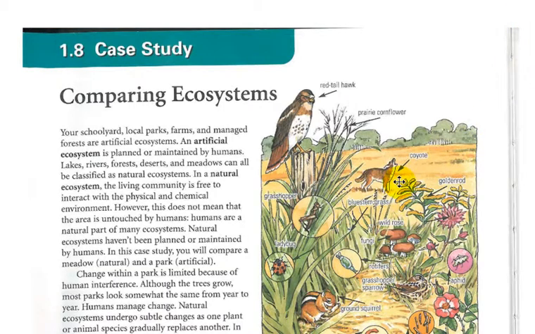Looking back, Science 10, this is the 1.8 section in the CD3 booklet, comparing ecosystems. What we'll look at here are artificial and natural ecosystems. For example, your schoolyard, parks, farms, and managed forests are all artificial ecosystems. Those ones are planned or maintained by humans. Lakes, rivers, forests, deserts, and meadows, though, are classified as natural ecosystems. The living community is free to interact with the physical and chemical environment with little or no human intervention.